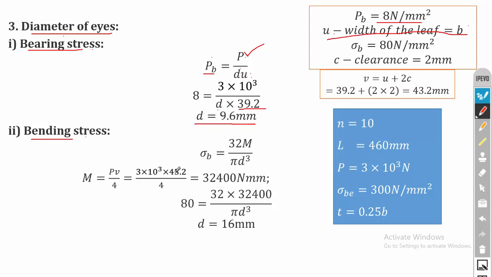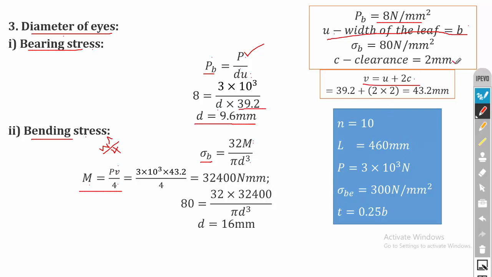Next, by considering the bending stress, we know that the equation for bending stress is sigma b is equal to 32 M divided by pi d cube. Here M is the bending moment. In the eye design, we have considered the support bolt as simply supported and it is subjected to a point load at the center. So M is equal to P V by 4, it is like W L by 4. So here the load is P and the length is V. The length V is equal to u plus 2 times the clearance.